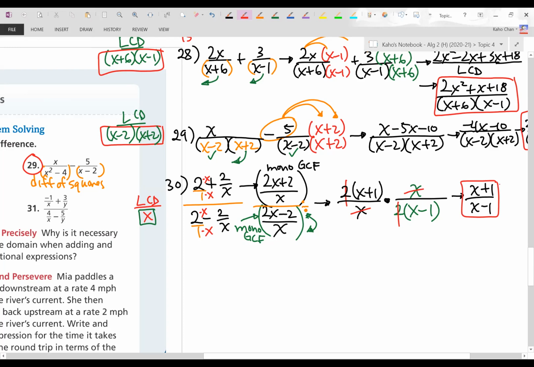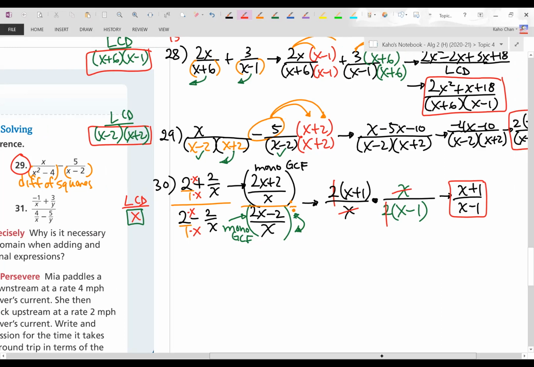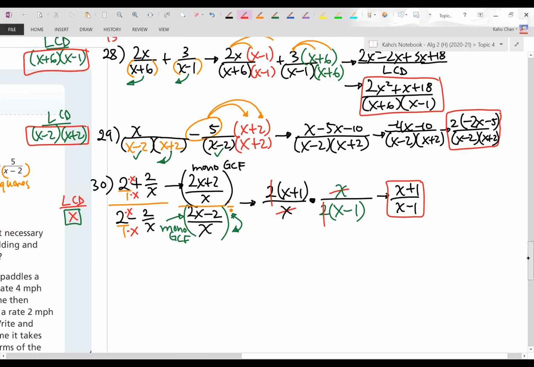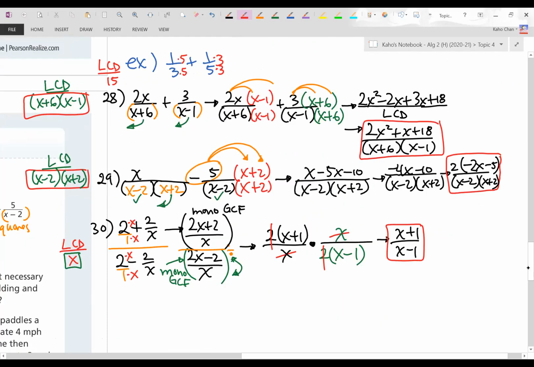I am not going to do 31. Any questions about these 3 problems? Holy cow. That's crazy. All right.